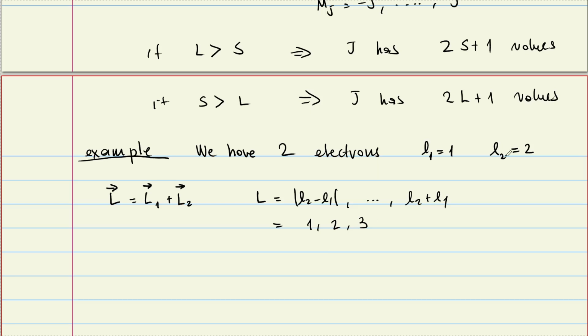Like the difference, minimum possible is the difference. 2 minus 1 is 1. Maximum possible value is 3, and I have to go in integer steps. Of course, you have to have a certain orientation of L to get that, right? You have to bend them a little bit so that you get that. But the rule is like this. All the possibilities are in between.